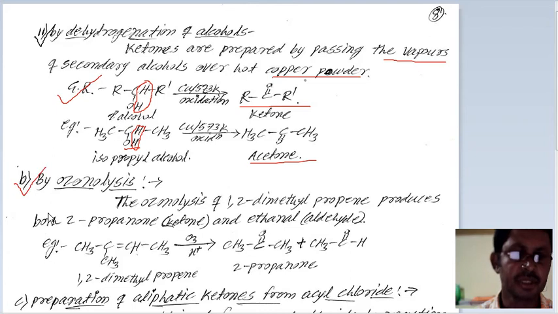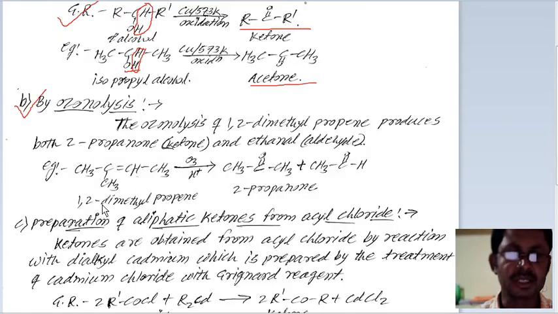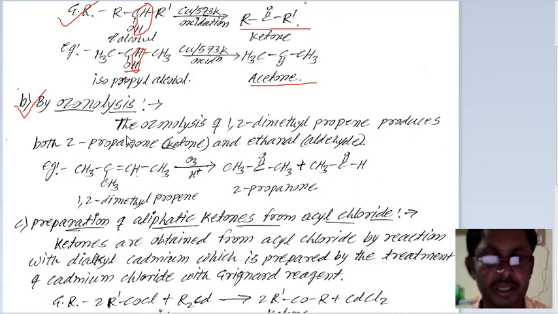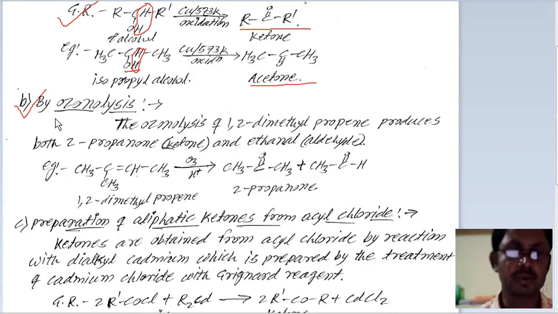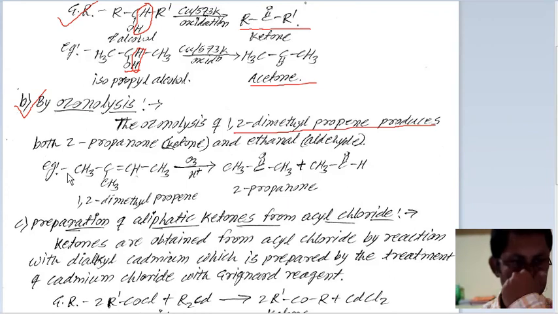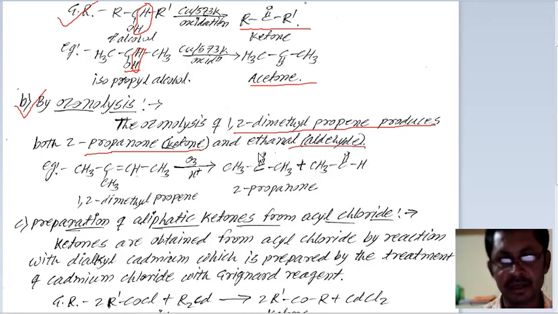The next preparation method is by ozonolysis. Ozonolysis is the addition of ozone, O3. Ozonolysis of 2-methylbut-2-ene produces both a ketone and an aldehyde, that is propanone, which is a ketone, and ethanal, which is the aldehyde.